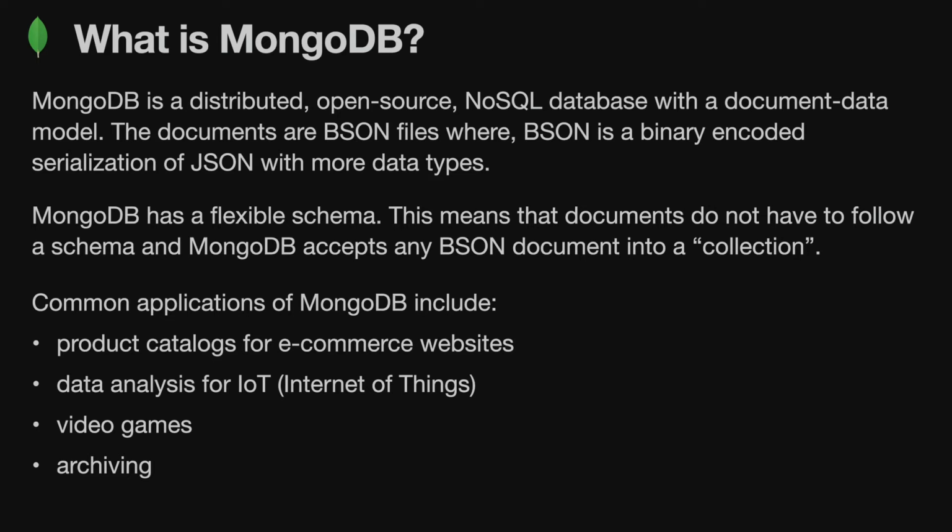MongoDB has a flexible schema. This means that the documents do not have to follow a schema, and MongoDB accepts any BSON documents into a collection. Some applications of MongoDB include product catalogs for e-commerce websites, data analysis, video games, and archiving.